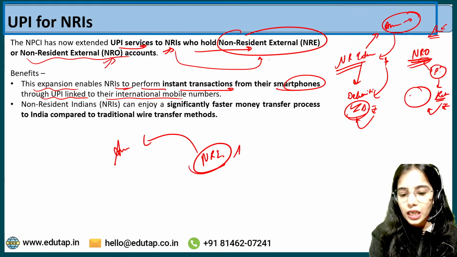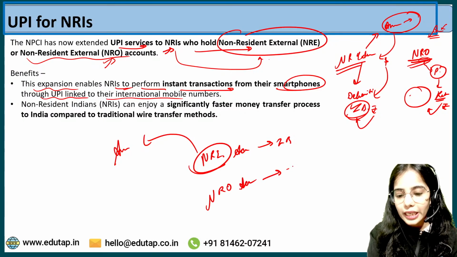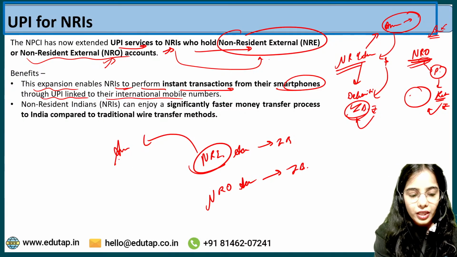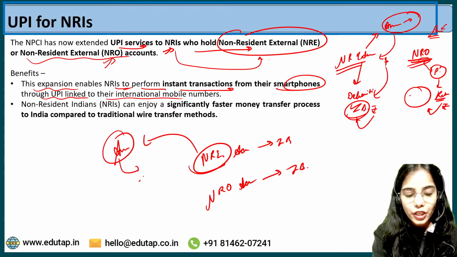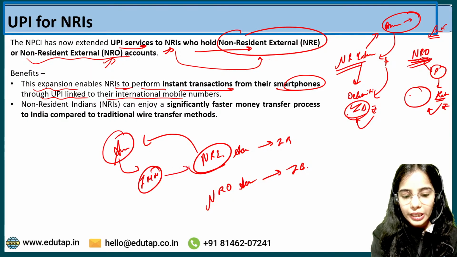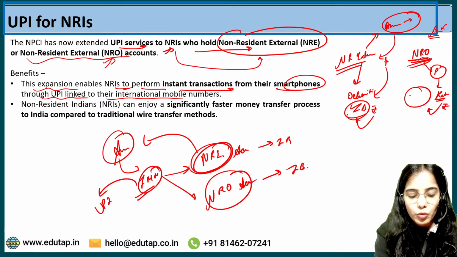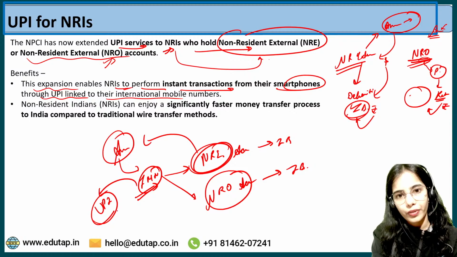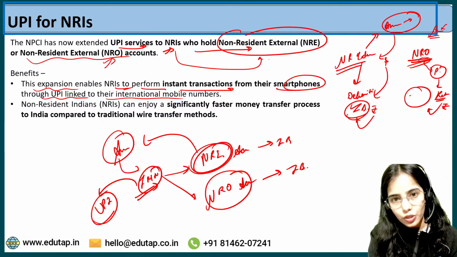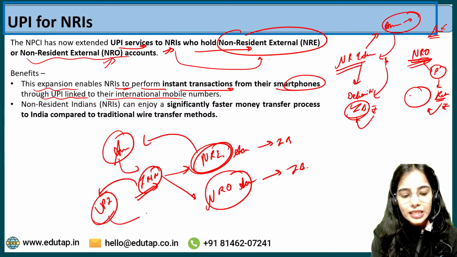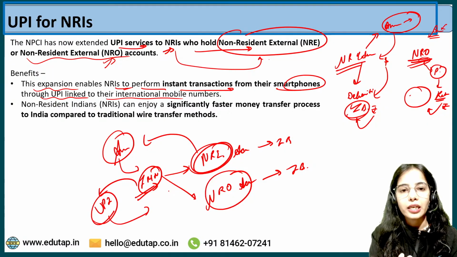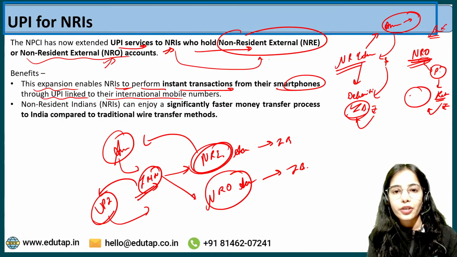You have an NRE account or an NRO account in an Indian bank. Now you are living in America, so you can connect your international mobile number with the NRE account as well as the NRO account, and using that mobile number you can access UPI and make transactions through it. This is the idea, and you can send money to your relatives living in India, or for the transactions that you are doing from India.